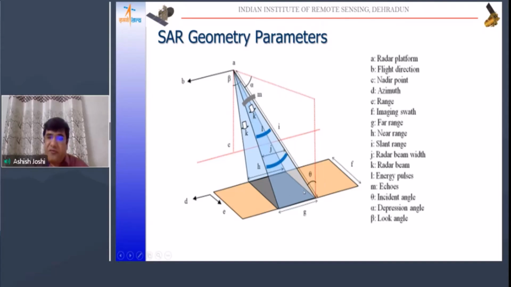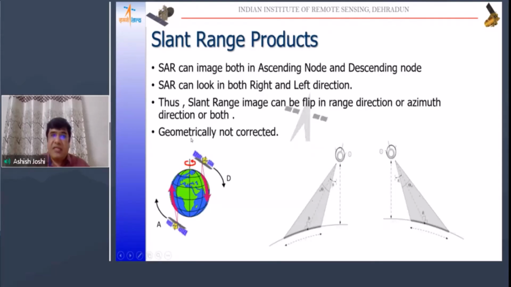For a flat surface, the look angle is equal to the incident angle. But if the surface is not flat, then they are not equal. So what are the slant range products?